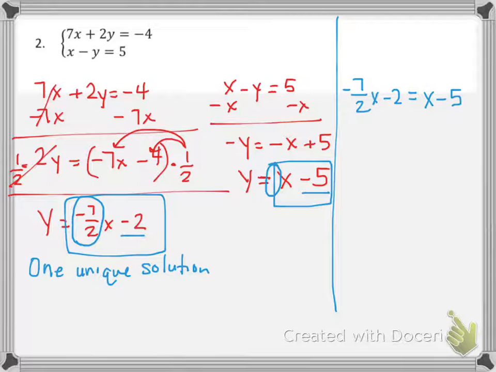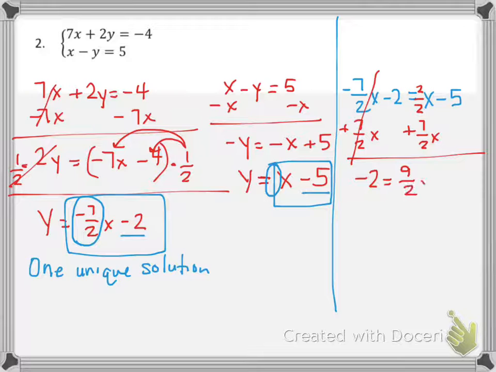Let's call this 2 over 2x. So then I can add 7/2 x to both sides, and that cancels on the left side. I get -2 is equal to 2/2 plus 7/2, which is 9/2 x minus 5. And then I can isolate for the x. So that's what I'm going to go to work on. I'm going to try to get x all by itself by adding 5 to both sides.